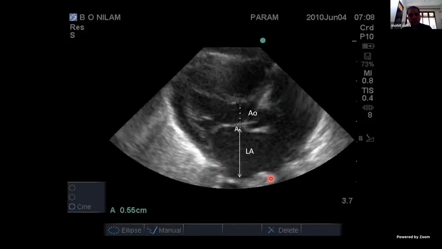Then in the same view, we do the LA by AO ratio, LA-AO ratio, that we do in M mode. So you have to have the same parasternal long axis view in which the cursor line will be passing through the aorta and left atrium at the level of the aortic valve. You should capture the aortic valves moving in this cursor line and then press M mode.